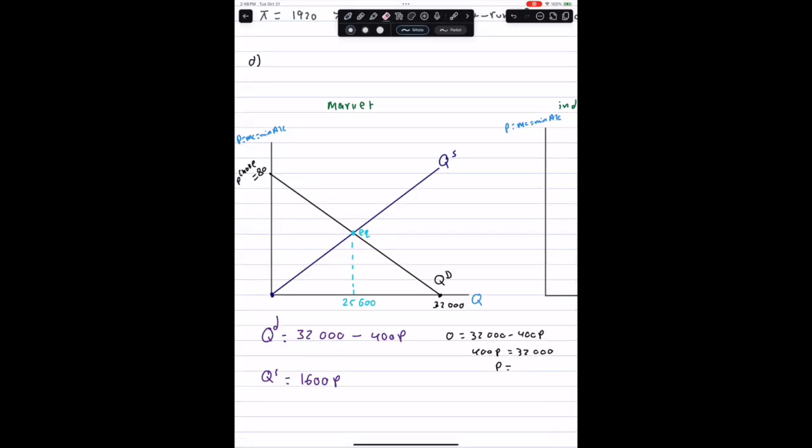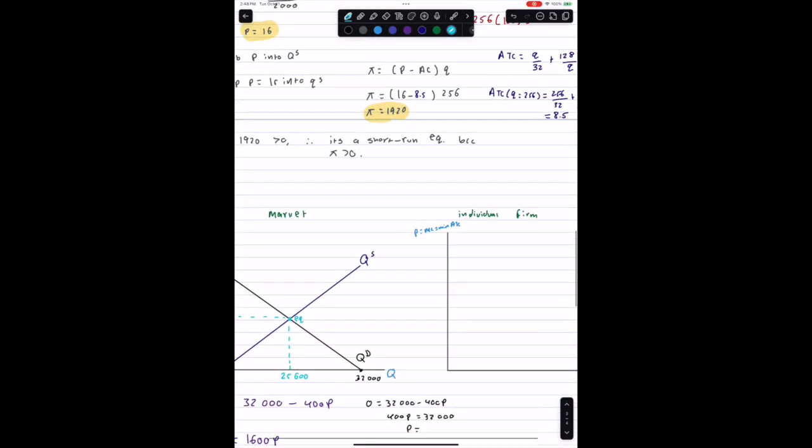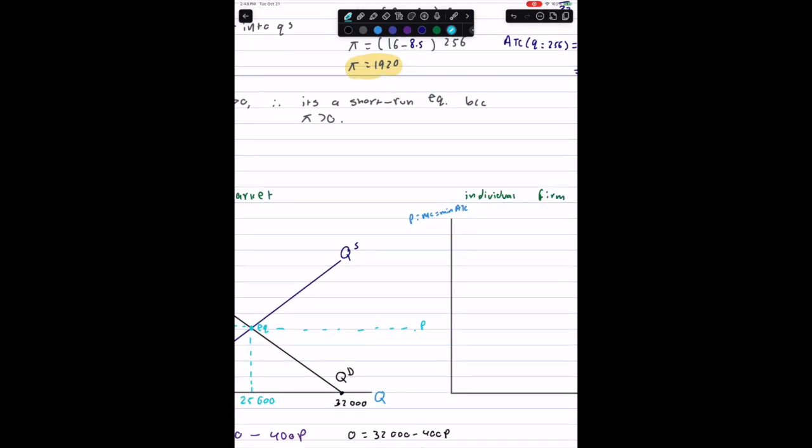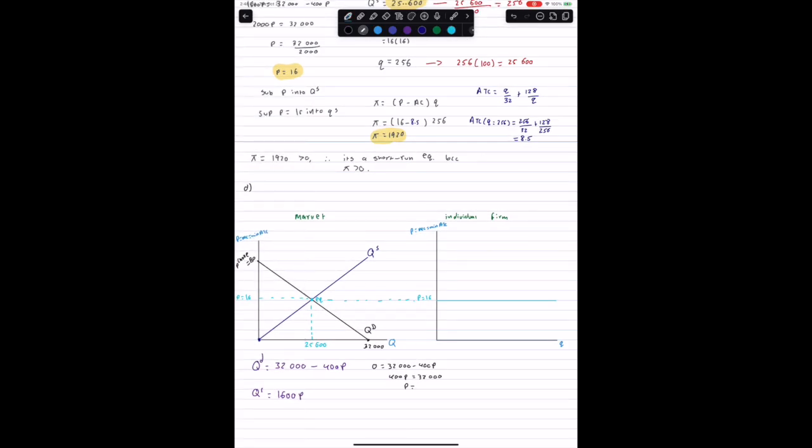Perfect. And we know the equilibrium price is going to be equal to 16, right? We already calculated that. We know that each individual firm is a price taker. They take the price that the market gives them. So we know price here is going to be equal to 16, and we can draw this vertical line for price. Perfect.